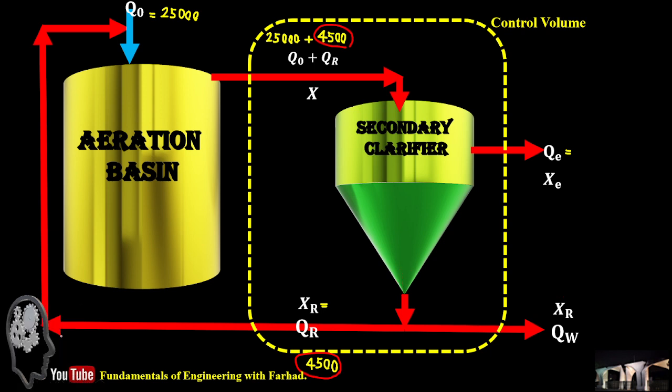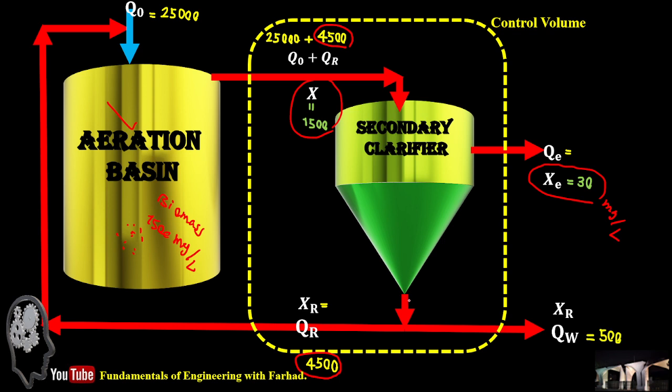Let me make it a bit cleaner. So if a problem statement gives us the initial concentration of biomass from the aeration tank, here the concentration of biomass was 1500 milligram per liter inside the aeration basin. It just comes to the secondary clarifier. X sub E is 30 milligram per liter for treated wastewater.